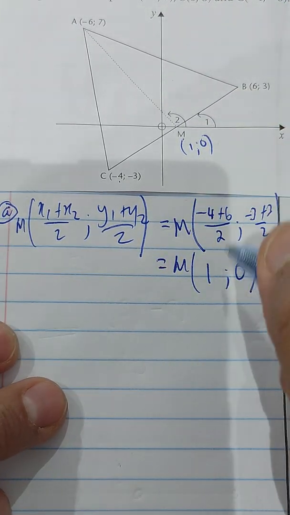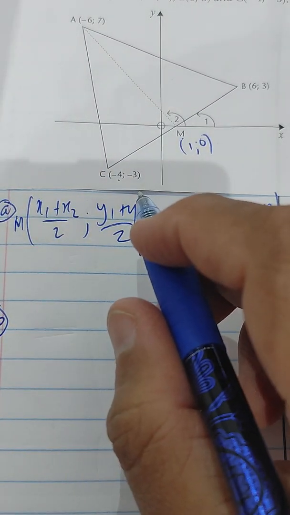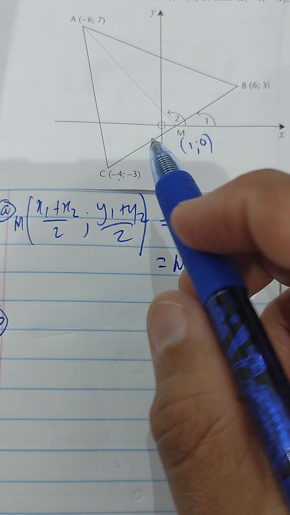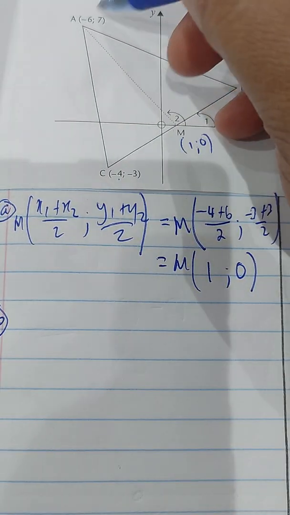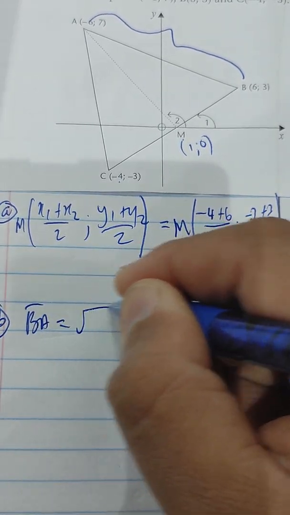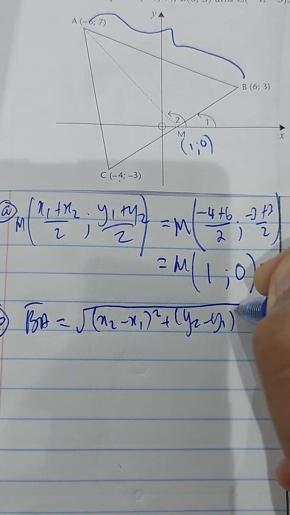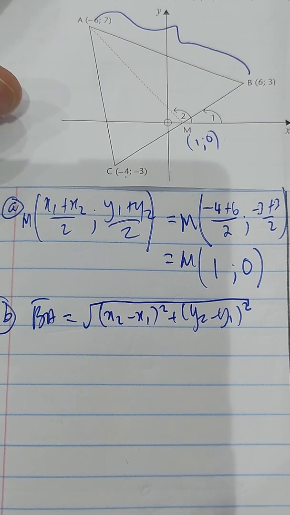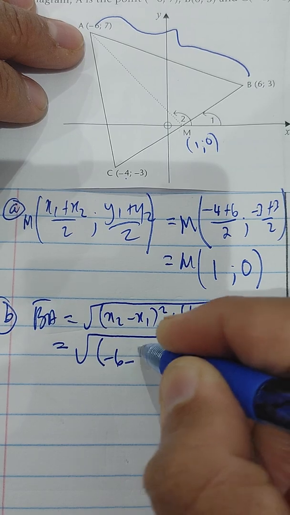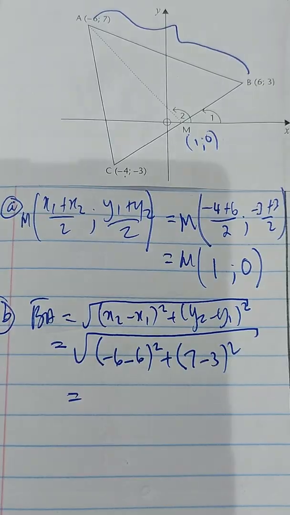I start populating the diagram. As I did in analytical and Euclidean geometry, I do the same here. So at one glance you can see exactly what's on the diagram, what you've calculated already. Then this is the length of AB, which is this length here. So to work out the length, it's the distance formula: the square root of (x2 minus x1) squared plus (y2 minus y1) squared. So it's going to be the square root of (-6 minus 6) squared plus (7 minus 3) squared. We put that in our calculator.